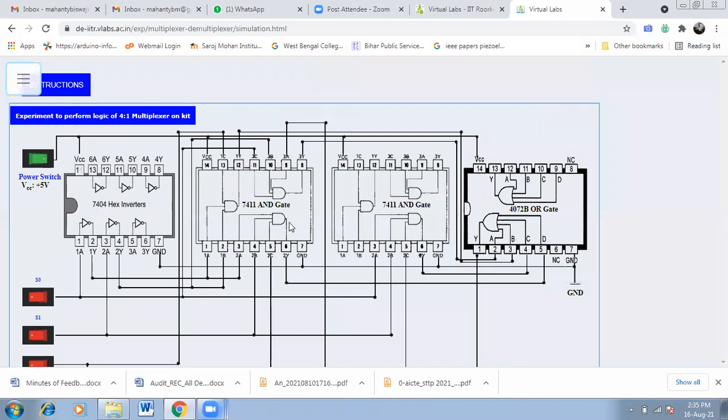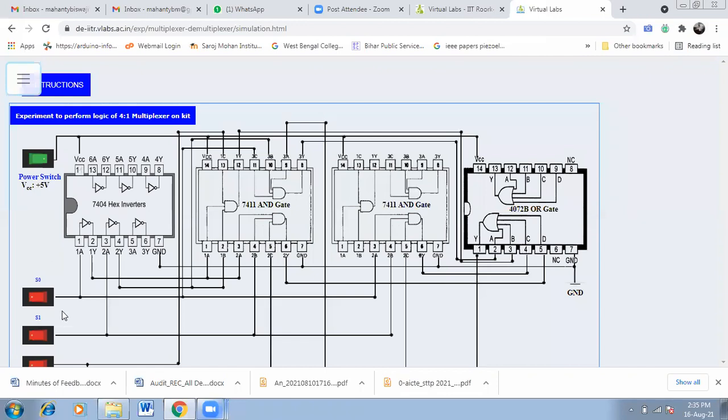Okay. This is inverter, this is AND gate. This is also AND gate, and this is also OR gate. So this is 3 input OR gate. 7411, 7411, 3 input AND gate, and this is A, B, C, D. That is 4 input OR gate. So you can write down this IC number also. Whenever you are going for design in real time, you can have those ICs.